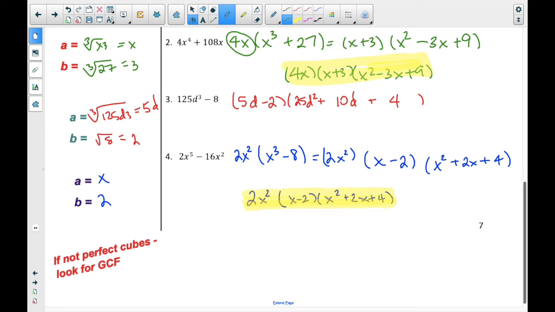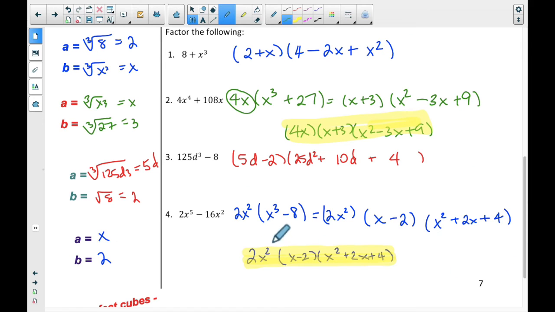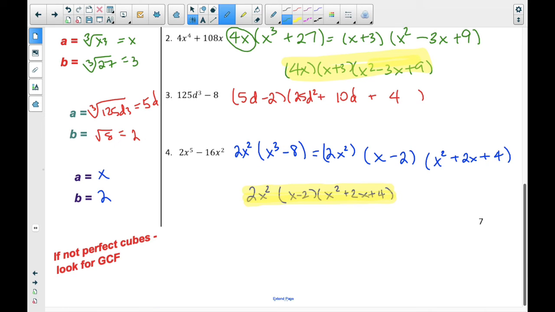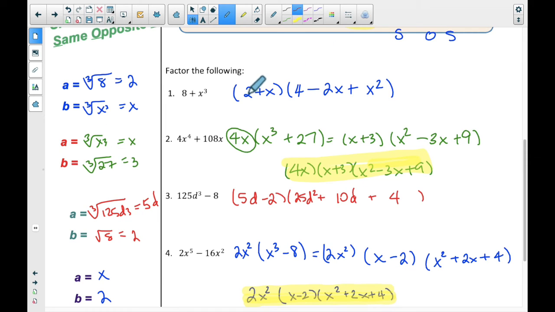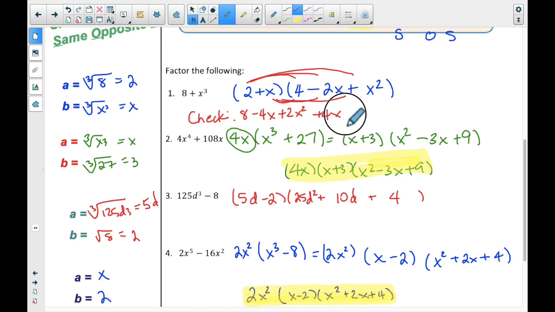Now let's talk about a couple of things. One thing is, what if you forget the formula or the rule? Well, you can always go back and double check it by multiplying it out and seeing if it works. So let me show you with number 1, for instance. If I was going to check this, I would just multiply it all the way out. So that's going to give me 8 minus 4x plus 2x squared. And then multiply these 3.